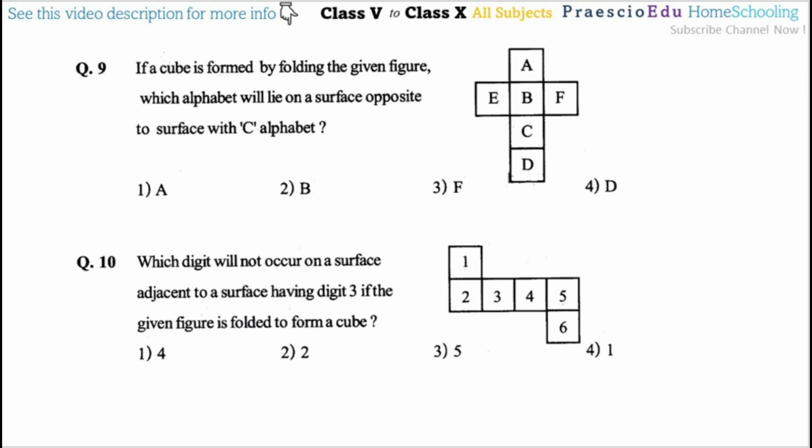Now, question number 9. If a cube is formed by folding the given figure, which alphabet will lie on the surface opposite to the surface with the alphabet C? So this is the surface. Okay, so this surface's opposite. Now this is very important. Okay, so only through observation will you possibly get it.